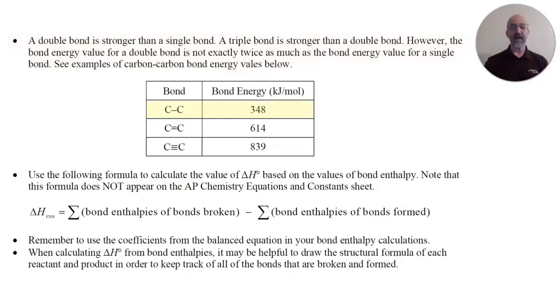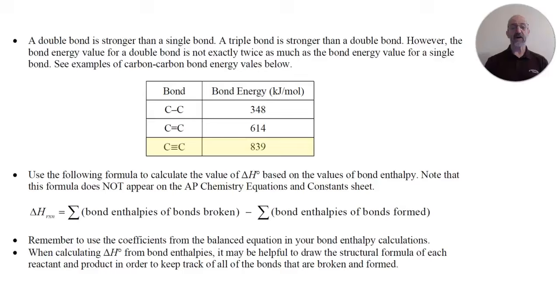So a single bond has a bond energy of 348, but the double bond happens to be 614, and the triple bond happens to be 839 kilojoules per mole. So you should use the single bond, the double bond, and the triple bond as independent values that would be given to you on the AP Chemistry exam.